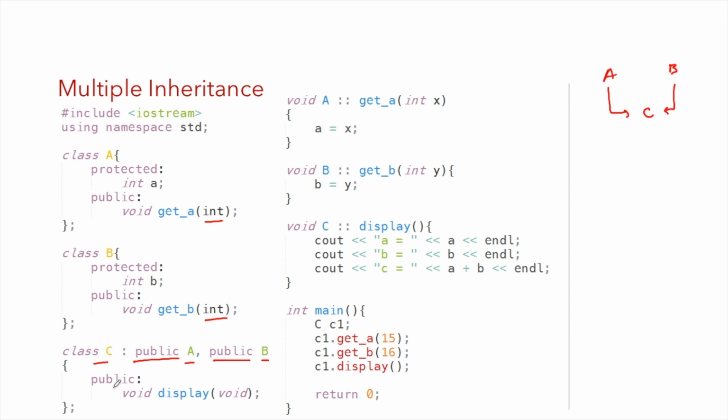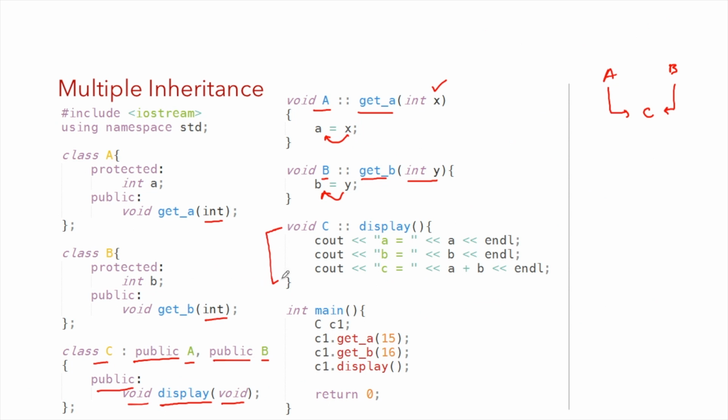So inside the class definition of C, we have just public scope, and inside it is only a single function, display, which is not returning any value or accepting any values, so we are not passing any values to it. And then we are defining our both functions. So get_a, which belongs to A, I'm just passing one value x to it, and x has been assigned to a. Similarly, in function get_b, which belongs to class B, I'm passing integer value y, which is being stored into variable b.